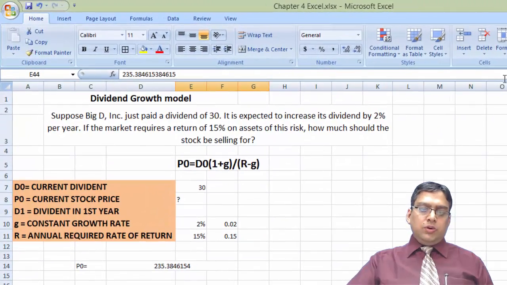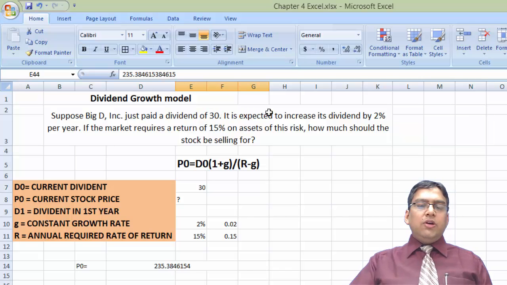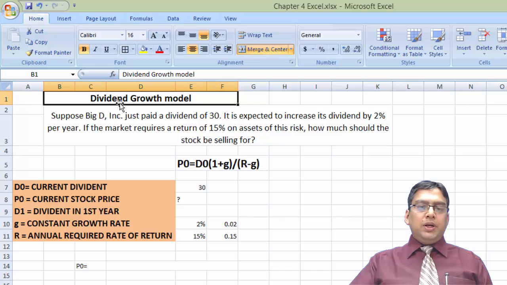According to the dividend growth model, suppose Big D Incorporation just paid a dividend of 30 rupees. It is expected to increase its dividend by 2% per year. If the market requires a return of 15% on assets of this risk, how much should the stock sell for?